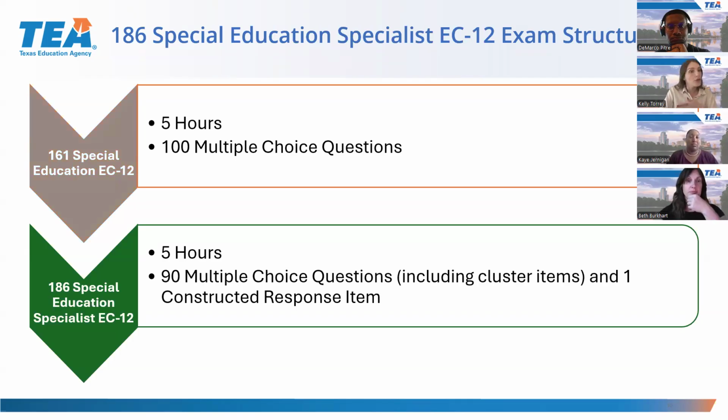As we're now moving to 186, candidates continue to have a 5-hour seat time for their test. So no change here. And in that 5 hours, candidates are going to answer 90 multiple choice questions, and those include cluster items, like interrelated multiple choice questions. And then in that 5 hours as well, candidates are completing one constructed response. So very similar seat time for candidates, very similar structure with the addition of one CRI and slightly fewer multiple choice questions on the 186 exam.